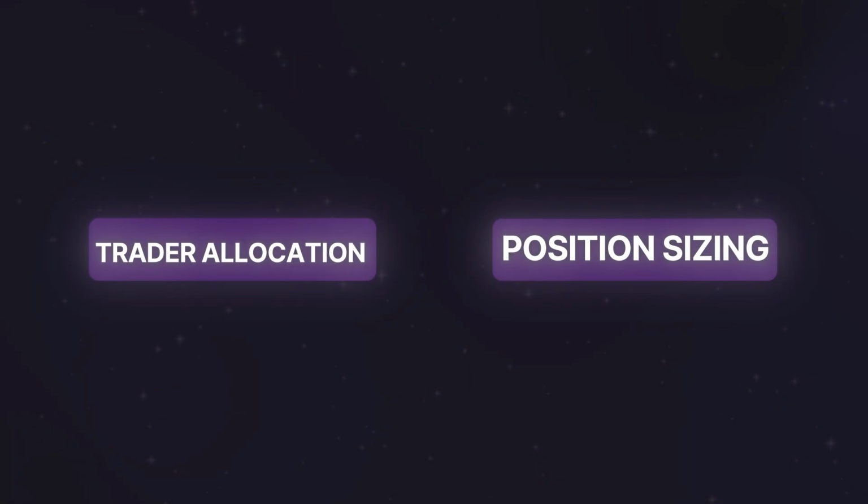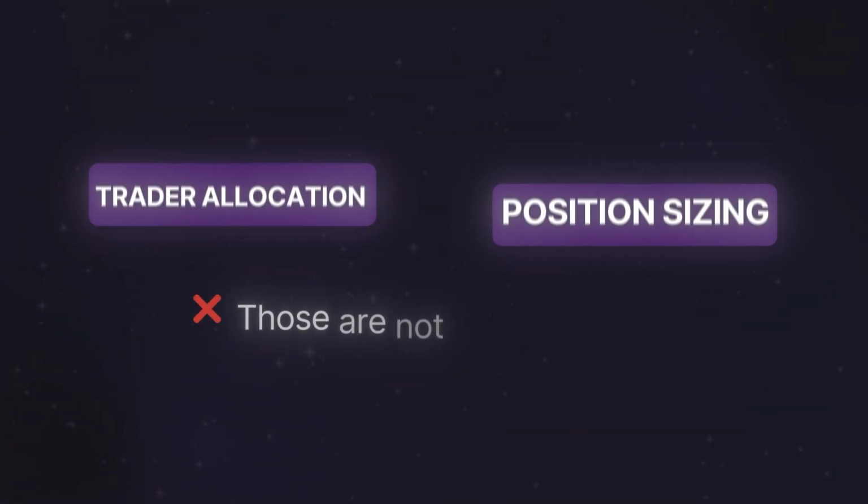The point is not to find one perfect trader. The point is to avoid letting one trader or one strategy determine the outcome of your entire account. So, trader allocation determines how much of your account each trader controls. Position sizing determines how much risk each individual trade can create. Those are not the same thing. Even if you only allocate part of your account to a trader, you still need to understand how Alertsify translates that allocation into actual trade size.